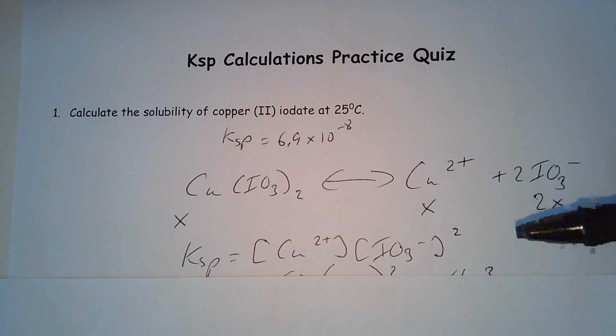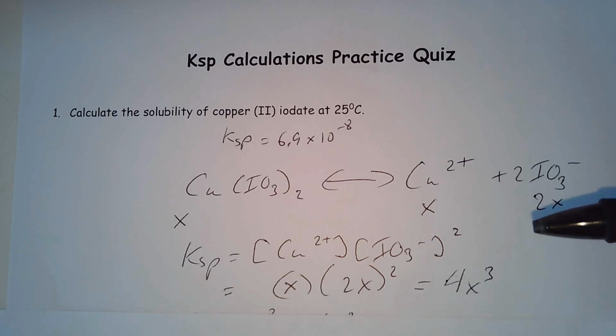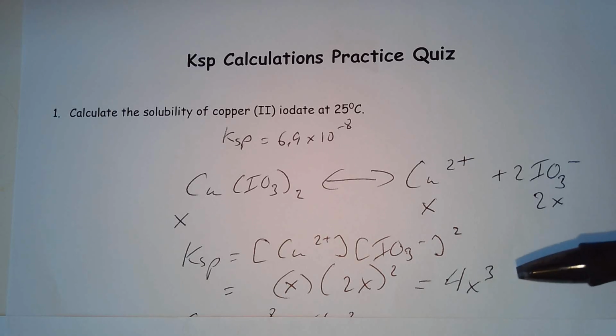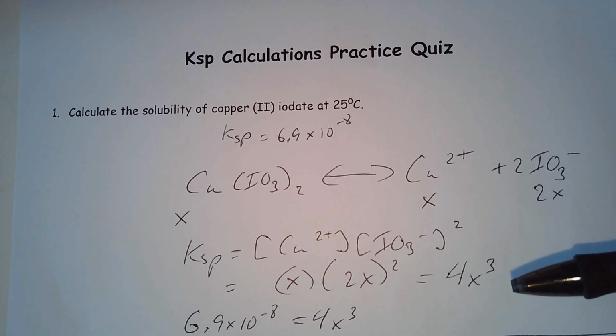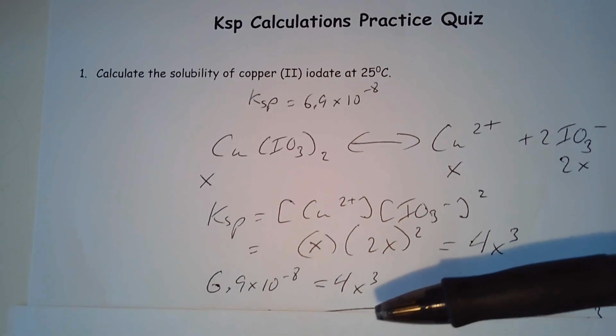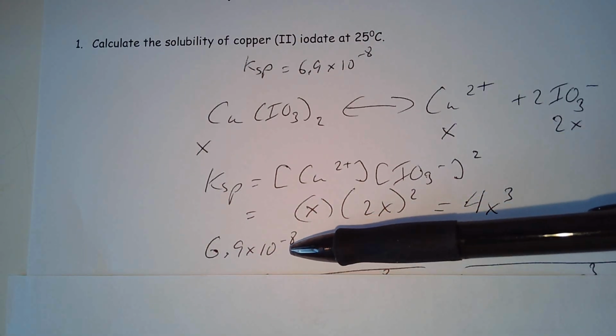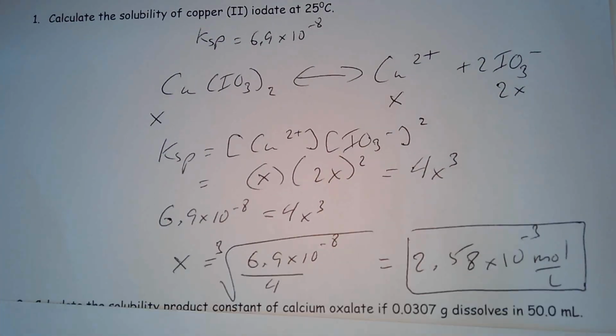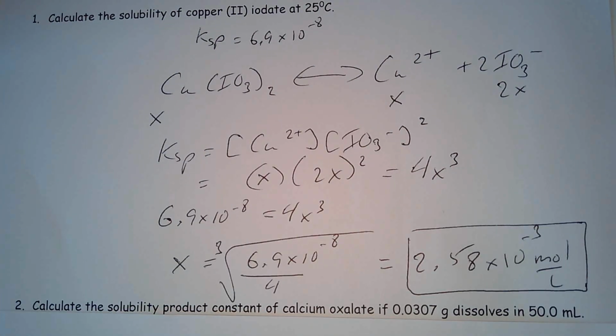There's your KSP expression. You substitute x and 2x, and then you're squaring it, so it becomes 4x cubed. And then you want to solve. So there's your KSP equal to 4x cubed. What you want to do is divide this by 4, and then take the cube root of it. When you do that, you should get an answer of 2.58 times 10 to the negative 3 moles per liter. Remember, moles per liter is the unit for solubility, or it could be in some type of mass per volume.